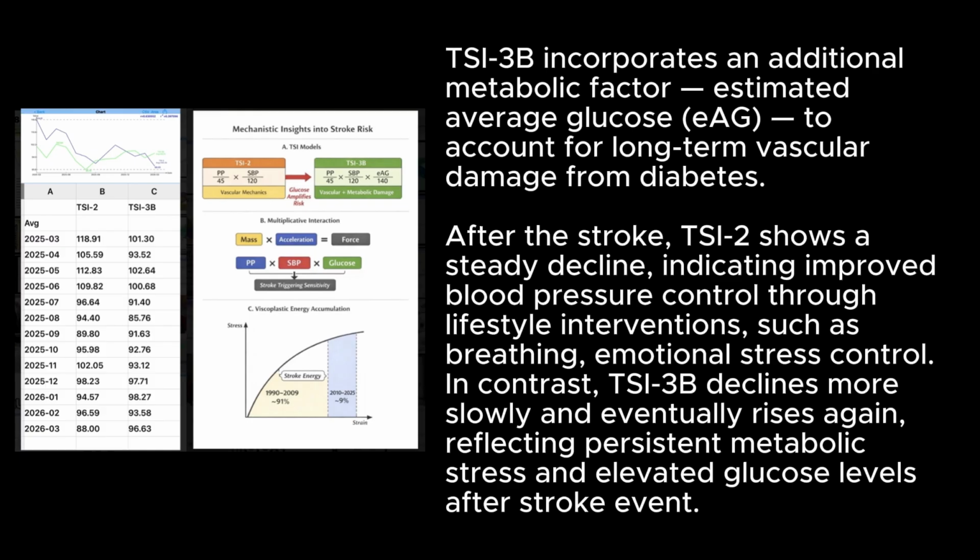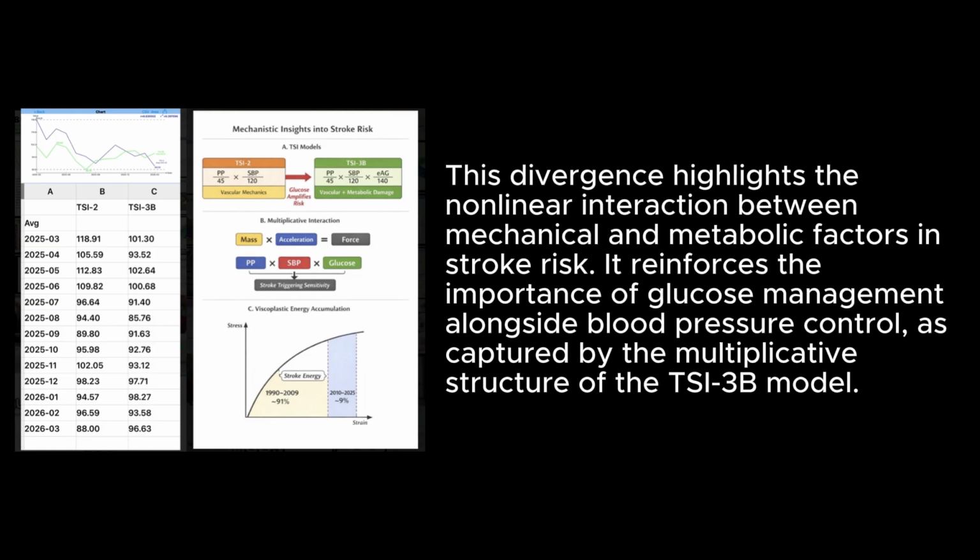After the stroke, TSI2 shows a steady decline, indicating improved blood pressure control through lifestyle interventions, such as breathing and emotional stress control. In contrast, TSI3B declines more slowly and eventually rises again, reflecting persistent metabolic stress and elevated glucose levels after the stroke event. This divergence highlights the nonlinear interaction between mechanical and metabolic factors in stroke risk. It reinforces the importance of glucose management alongside blood pressure control, as captured by the multiplicative structure of the TSI3B model.